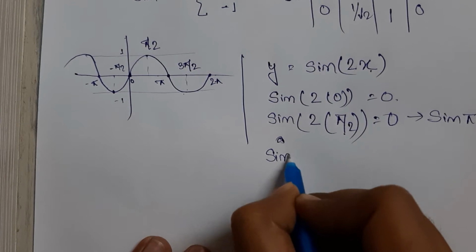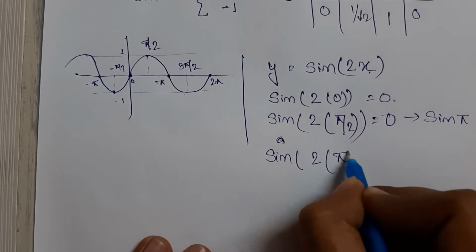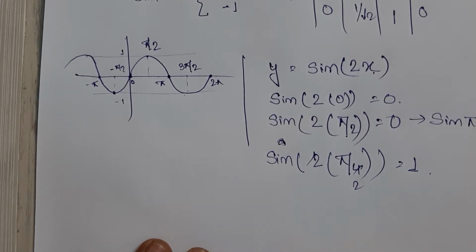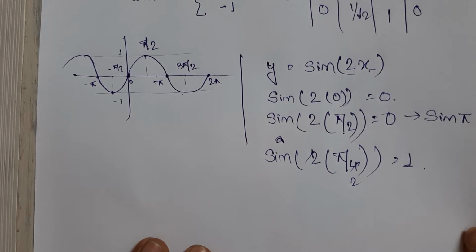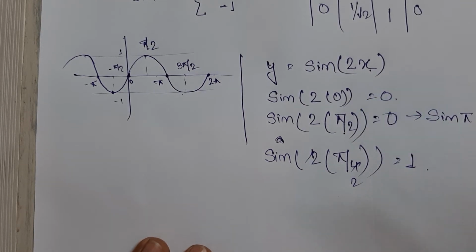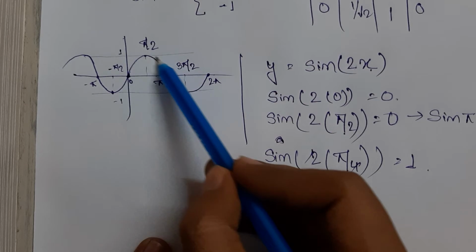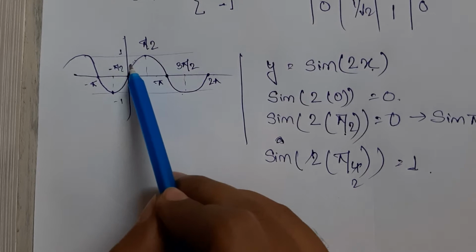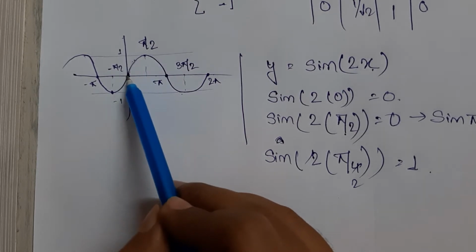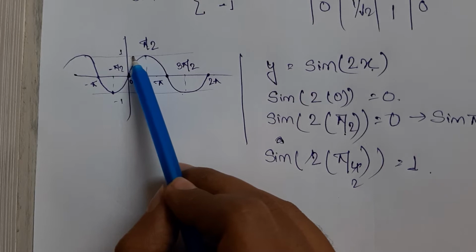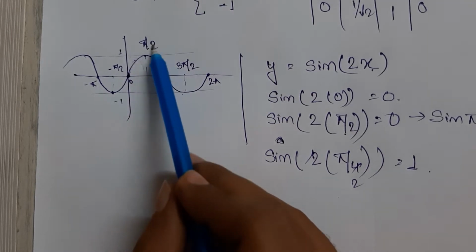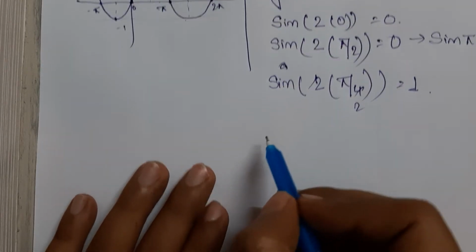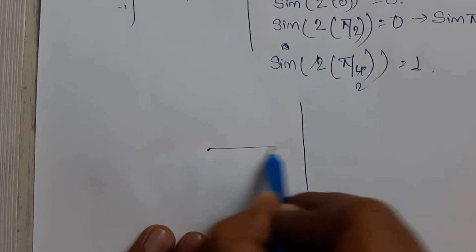And it will give 1 when x is pi by 4, right? So what will be the change from the original graph? It will start from 0, attain 1 at pi by 4, and again return to 0 when it reaches pi by 2, right? So I will draw both the graphs.